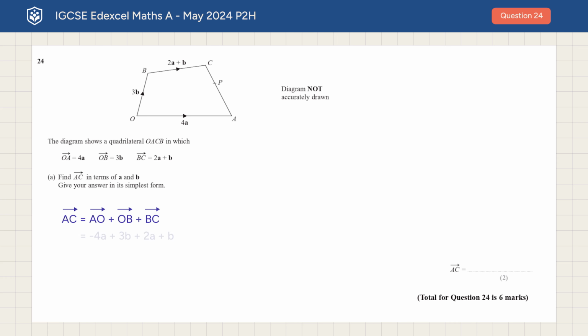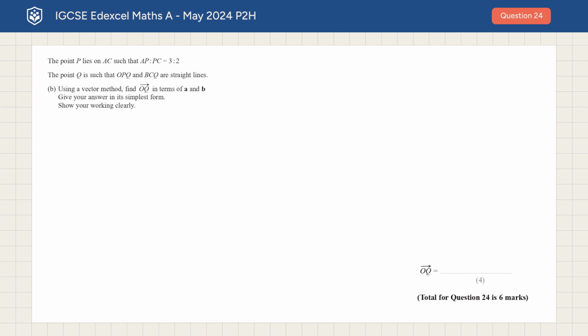We have negative 4a plus 3b plus 2a plus b. Let's combine the like terms. For the a terms, negative 4a plus 2a gives us negative 2a. For the b terms, 3b plus b gives us 4b. So our final vector for AC is negative 2a plus 4b.